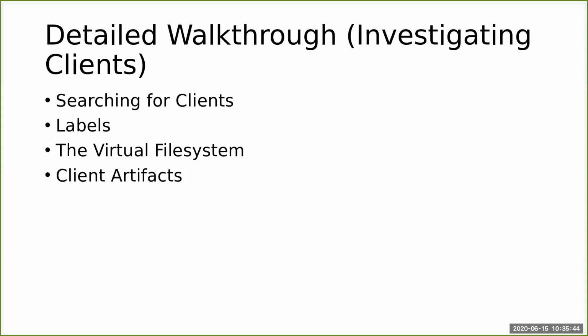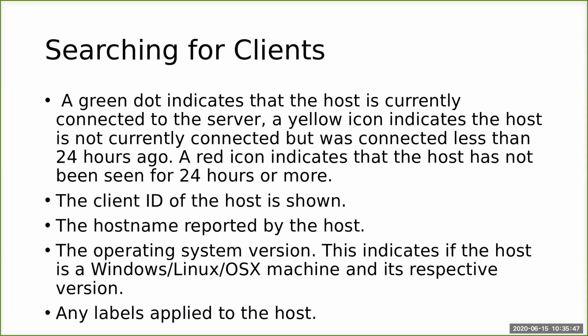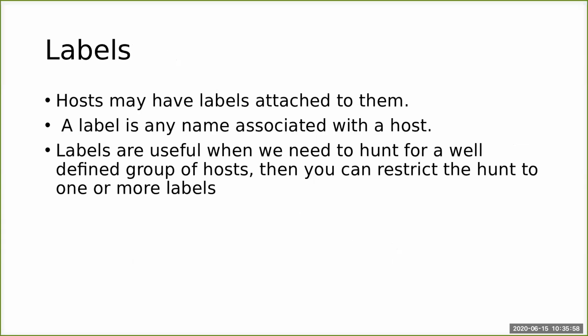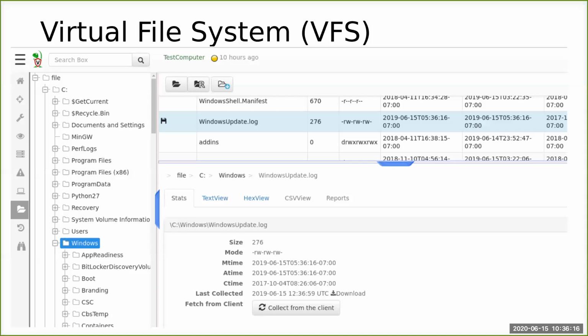We talked a little bit about this before in the live demo, but this is basically searching for clients. You can attach labels to any client, so if you want to group clients for hunt groups, you can attach a label to them. That's nice as well. And then you can run artifact collections against the labels. And then this is the virtual file system.